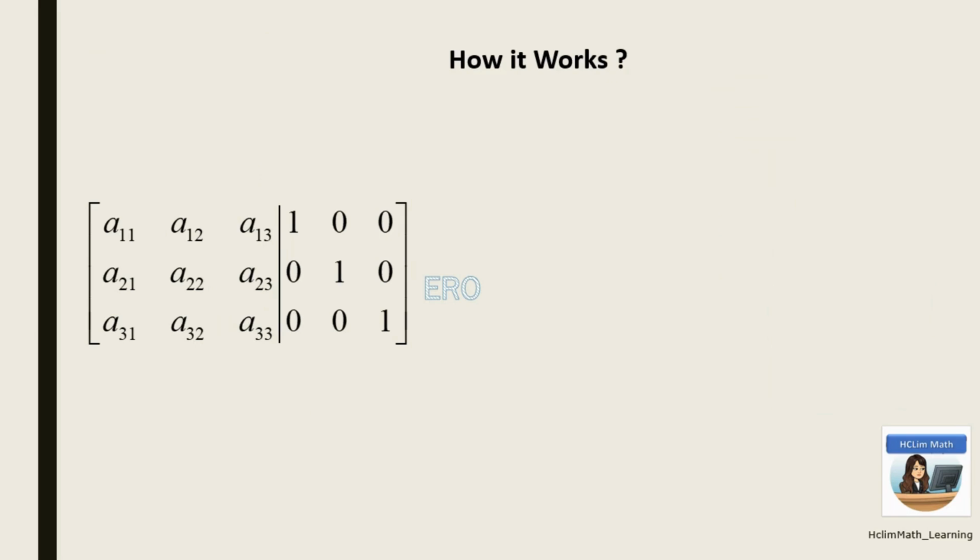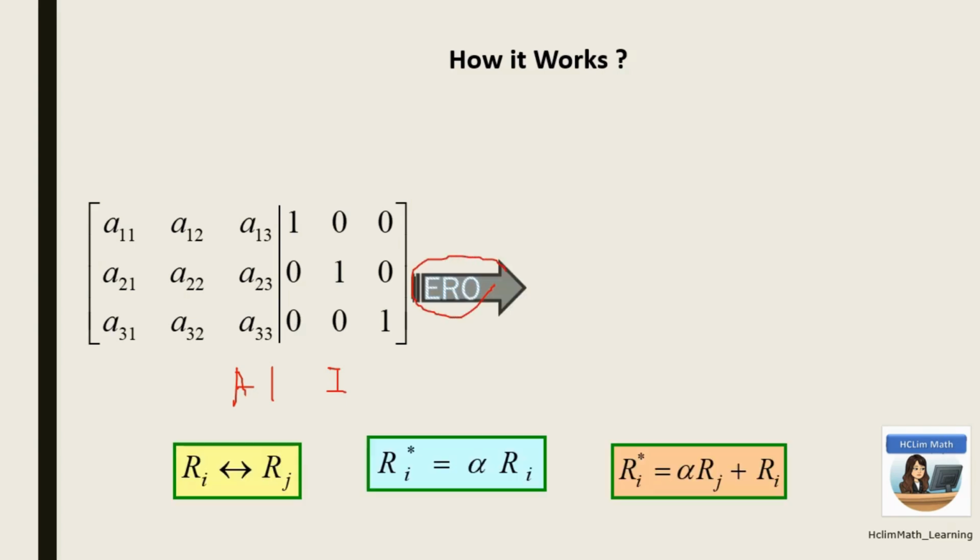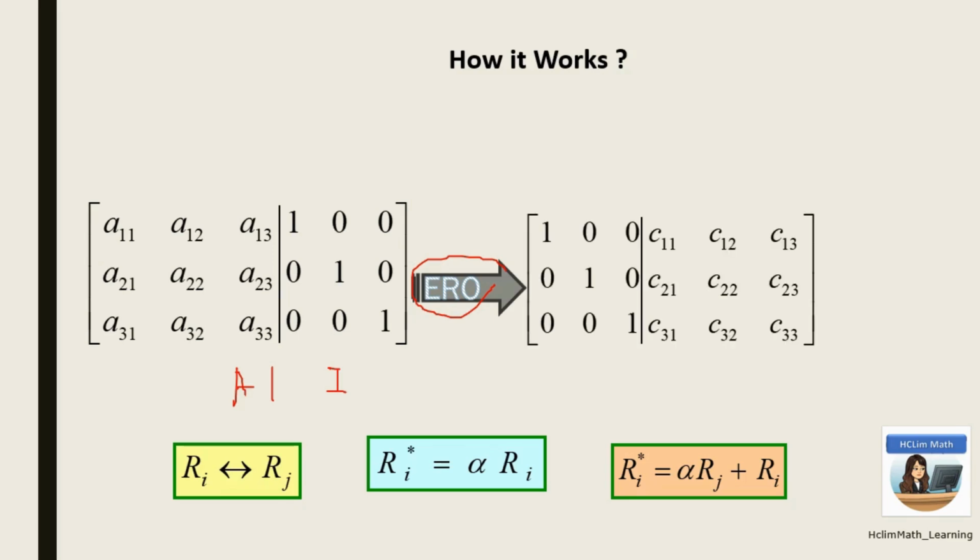Well, let me explain it more clearly. Let's say I have an augmented matrix of the matrix A and identity. I'm going to do the ERO process using these three operations: interchanging, multiplying by a constant, or adding a multiple of the J row to the I row. Finally, I will get an augmented matrix in the form of identity and A inverse. So you just simply copy this matrix. So this is the inverse matrix.